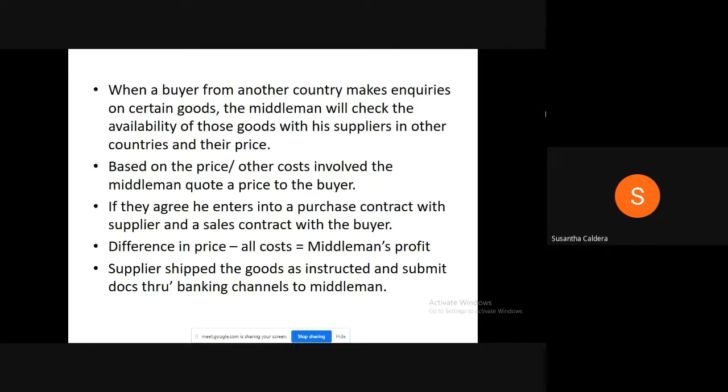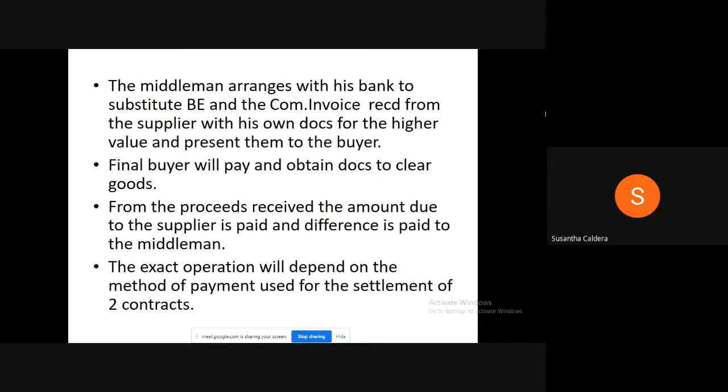Suppliers ship the goods as instructed and submit documents through banking channels to the middleman. The Chinese guy will ship the goods, a container load of soft toys, and submit the documents through the banking channels to the middleman. Right? The middleman then arranges with his bank to substitute the bill of exchange and the commercial invoice received from the supplier with its own documents for the higher value and present them to the buyer.